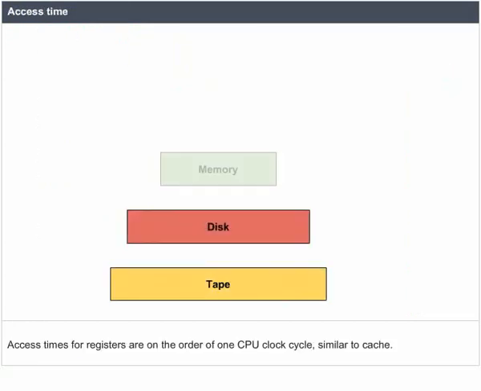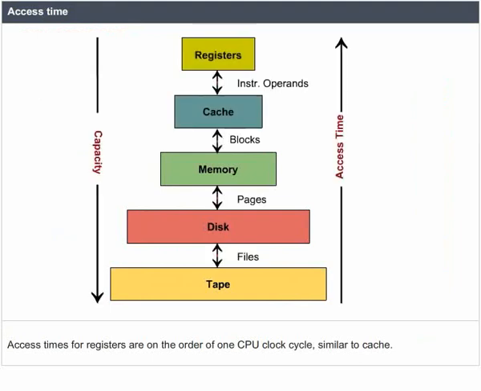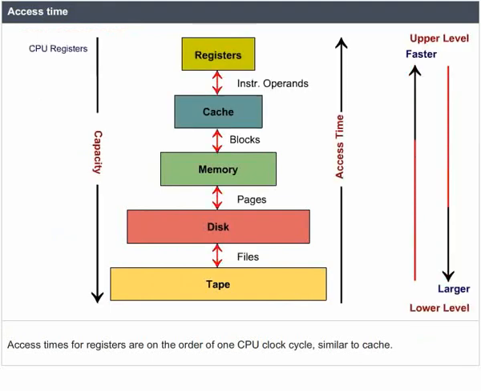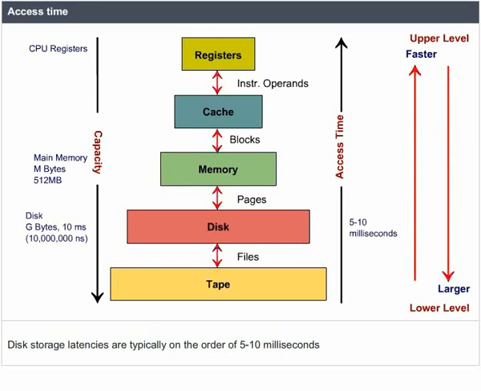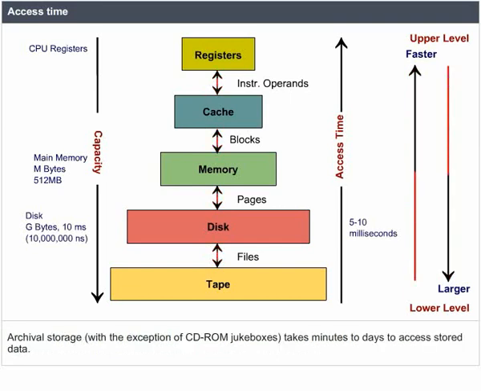Access time. Access times for registers are on the order of 1 CPU clock cycle, similar to cache. Main memory takes more time, perhaps several clock cycles to tens of cycles, depending on the disparity between the memory and CPU bandwidths. Disk storage latencies are typically on the order of 5 to 10 milliseconds. Archival storage, with the exception of CD-ROM jukeboxes, takes minutes to days to access stored data.